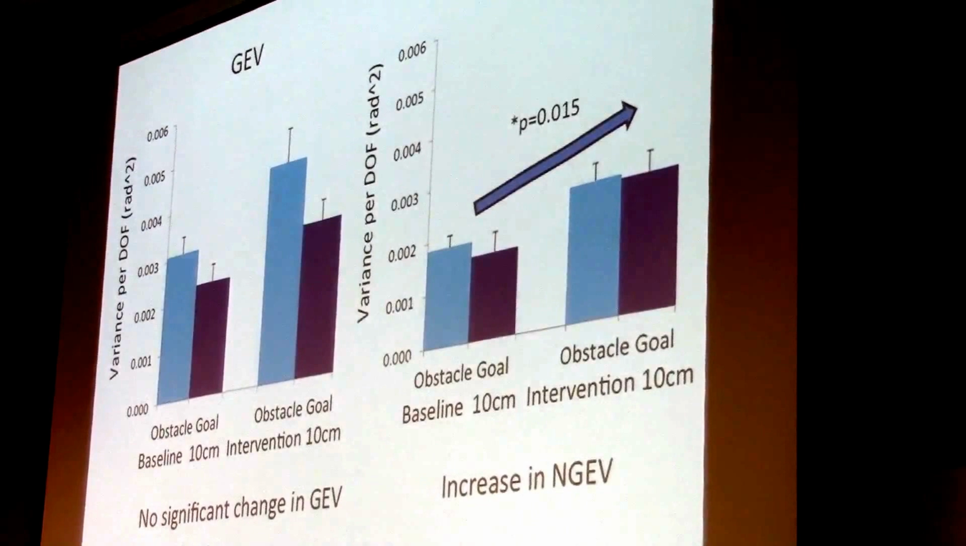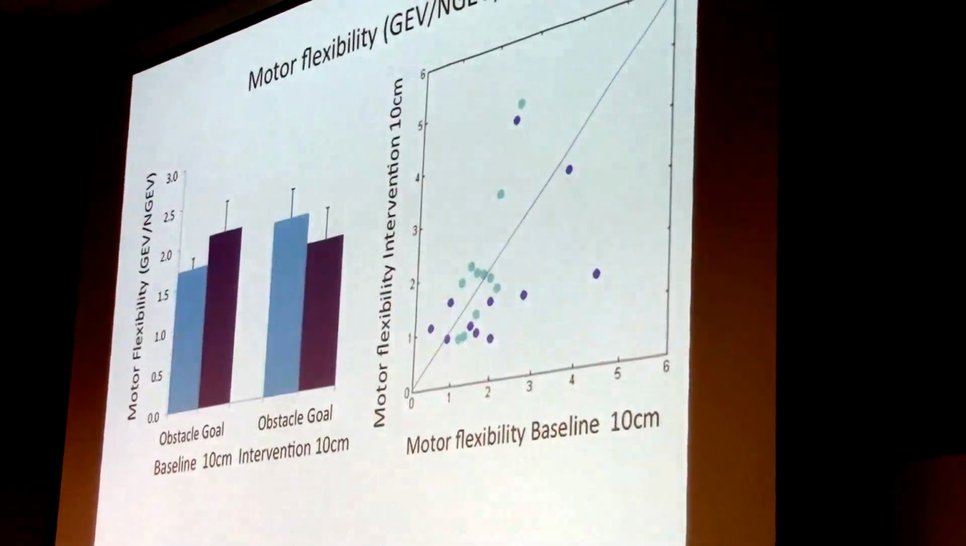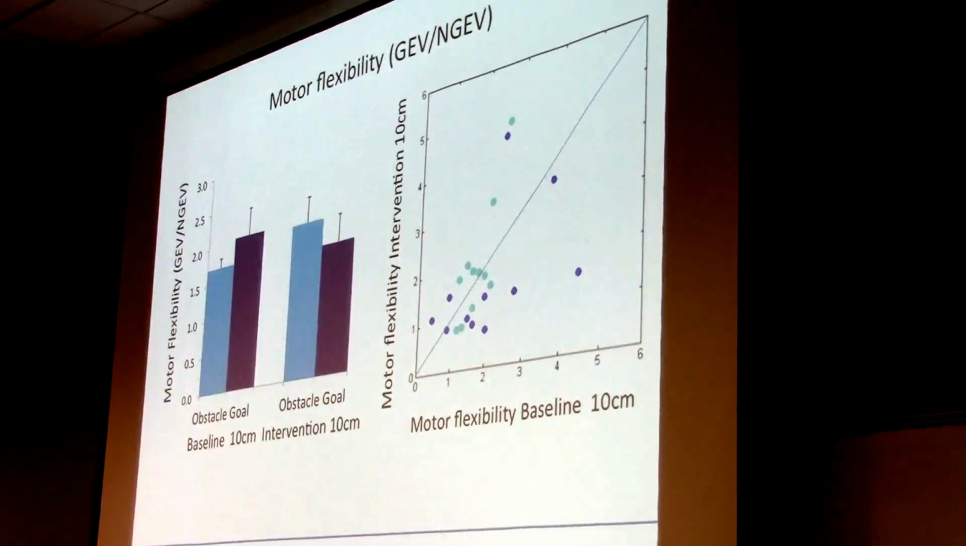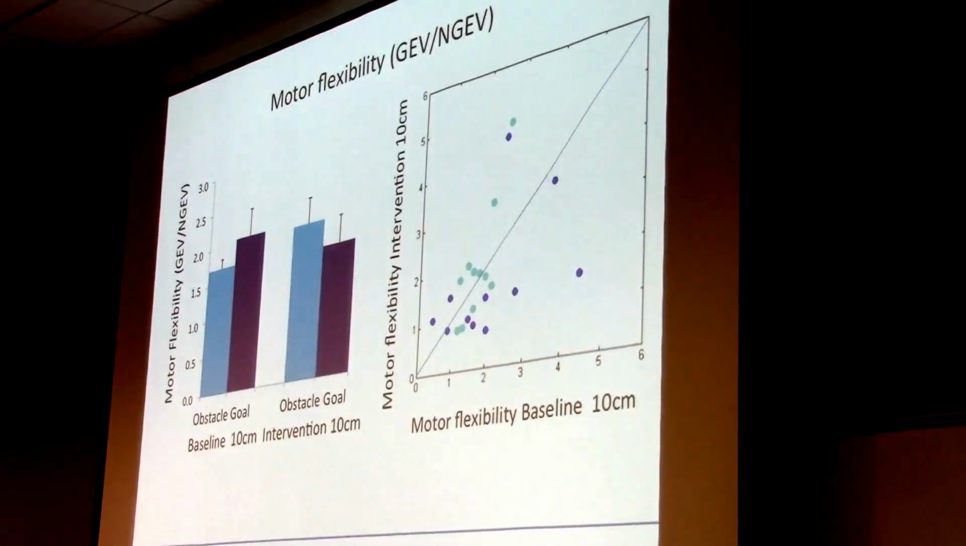But how do these two come together as the mode of flexibility? So the ratio between the two was the mode of flexibility, and did that change over time? In the graph on the left you can see that there might be some change, but not really in one direction. And in the graph you can see that they're mostly near the line where it stays the same. So again, we did not find a significant increase in mode of flexibility.